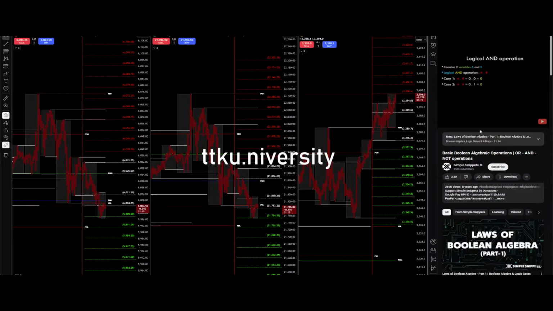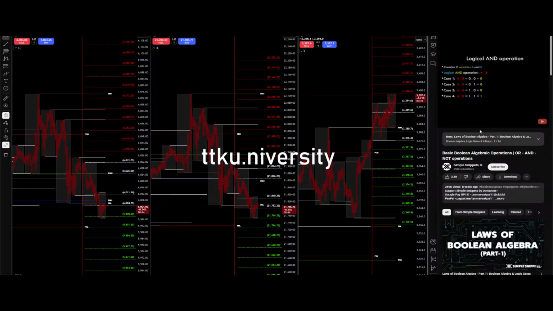Consider case 2, where we consider B's value to be 1. So 0 and 1 is again equal to 0, because if we consider it to be similar to multiplication, 1 into 0 will always give us 0. Let's see case 3. We consider A's value to be 1 and B's value to be 0. So 1 and 0 will give us 0 again. In the last case, where we consider both A and B to be 1, the answer is 1, since 1 and 1 is equal to 1.